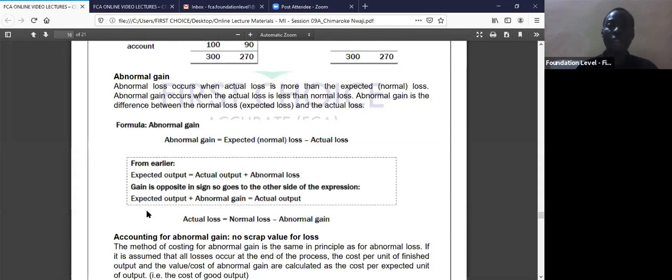So how do you know you have an abnormal gain? It is when your actual quantity is higher than your expected quantity. When your actual quantity is higher than the expected, then you have an abnormal gain. Okay? And because there's an abnormal gain, it goes to the opposite side of the account. It goes to the production cost side.